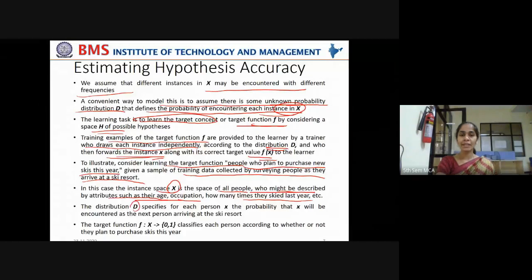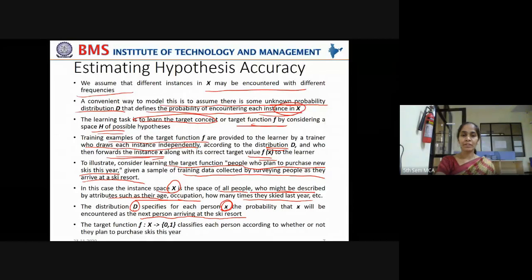All these parameters are recorded for each customer. Now the distribution D specifies for each person x. x is what? Each training example, right? Each training example is data related to a person. That is why the distribution D specifies for each person x the probability that x will be encountered as the next person arriving at the ski resort. So what is the probability of a person having this kind of attributes arriving at the ski resort? So that the machine learning model can estimate the target label, whether they'll buy the ski or not.